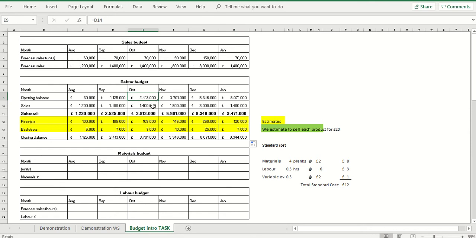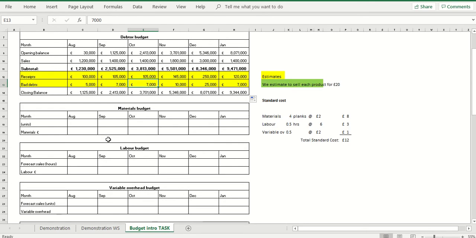We expect to have an income of this. It comes up from the sales budget. Add the two together, that's going to give us our subtotal. We expect to be paid this amount of money, and we expect to write off this amount of money. So we subtract those two from our subtotal, and that gives us our closing balance, and on we go. So that's how you do a debtor budget. Materials, labor, and variable budgets are all calculated in a very similar way, but it's quite different to the debtor budget.